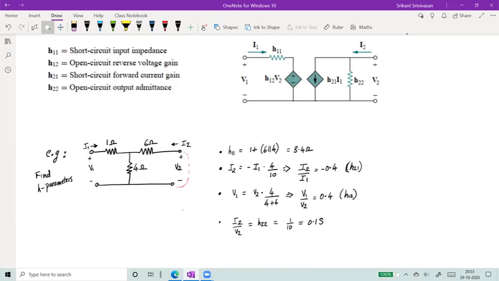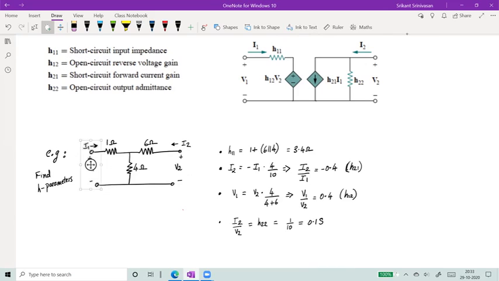Now let's eliminate the short circuit because we have to make the other set of measurements. So what do we need to do now? We need the open circuit reverse voltage gain and the open circuit output admittance. For the reverse voltage gain, I'm finding the value of V1 in terms of V2. If V2 is applied over here, then the value of V1, since this is open circuit, remember we are doing H12, the open circuit reverse voltage gain.